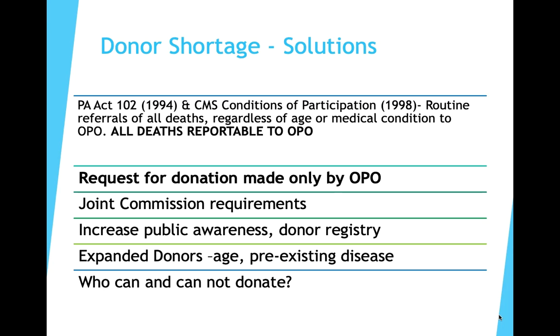Donor registry: when you go to get your driver's license, they ask you there if you want to be an organ donor, and there is a lot more public awareness as far as commercials and different shows and things like that. Expanded donors. We'll talk about how they've expanded the age and the pre-existing diseases that are allowed to donate. And then also in that same line, there's been an expansion of who can and cannot donate.